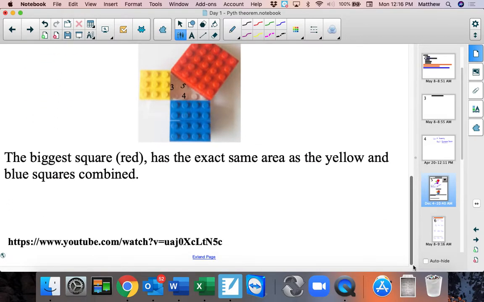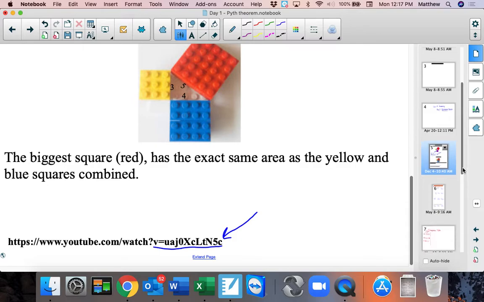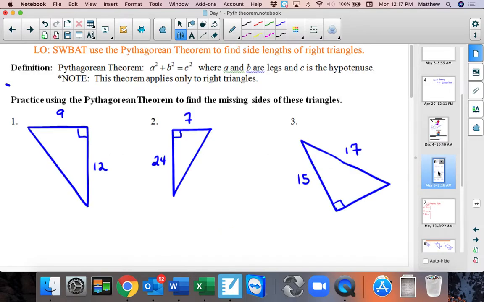Oh, by the way, if you see this video down here at the bottom, which you can copy with this code, it might show you another visual of how the Pythagorean theorem was derived. Okay, so let's try a few of these.